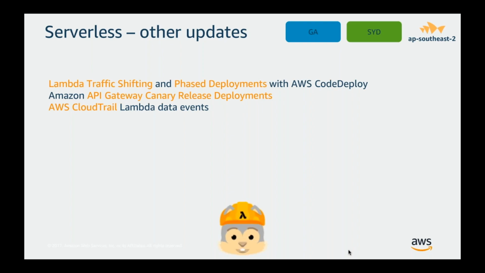We also released support for management of data events on CloudTrail. You could only log Lambda management events before, but now you can also record data events and get additional details on when and who invoked an API call that was made and which Lambda function was executed.